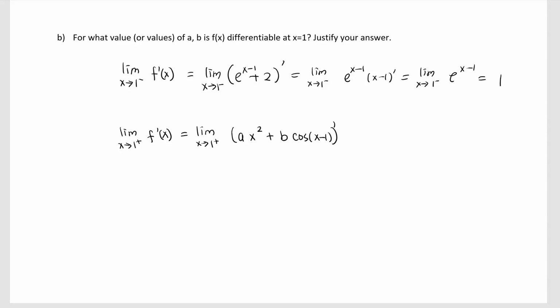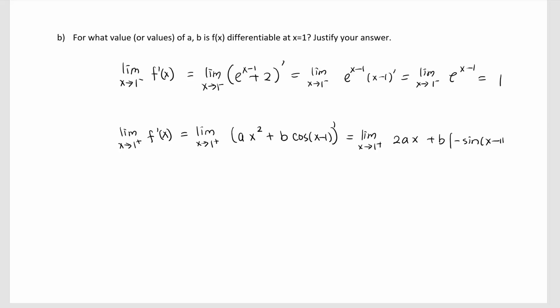Do you get the same answer, everybody? All right, let's look at the other side. So we take the derivative. Derivative of ax squared is 2ax. b and a are just constants. Constant multiples stay here. Derivative of cosine is minus sine.